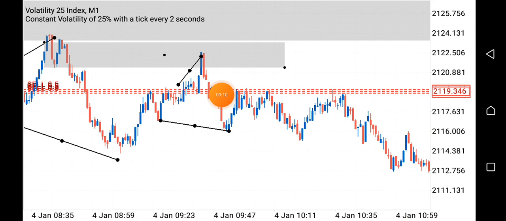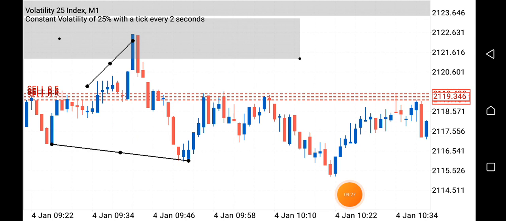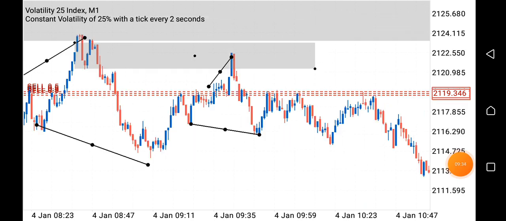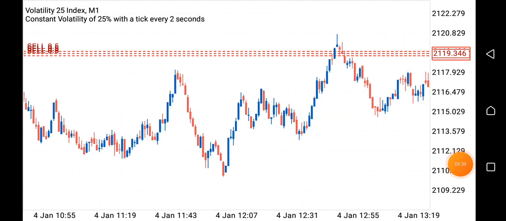Now, do you see this gap here? This gap. So the market, for the fact that we have this gap here, the market has to come back to fill this gap. Let me zoom in so that you can see the gap clearly. This is the gap I'm talking about. So that gap, that was what made the market to come back up to this zone. Then I added more positions.